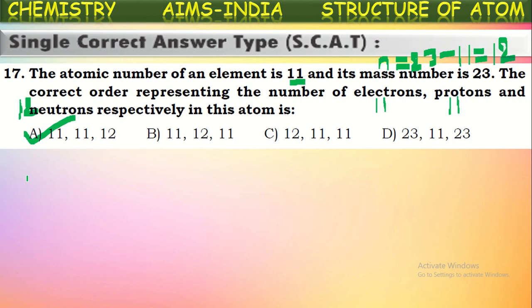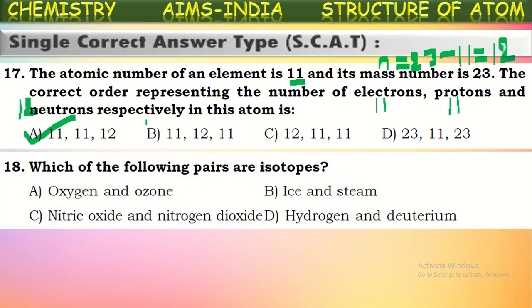Got it? Now atomic number is equal to number of protons. For neutral atoms, number of protons is also equal to number of electrons because negative and positive charges will be equal in a neutral atom. So electrons and protons number is equal to 11. And number of neutrons can be calculated by using the formula: number of neutrons is equal to mass number minus atomic number. So we get it as 12.